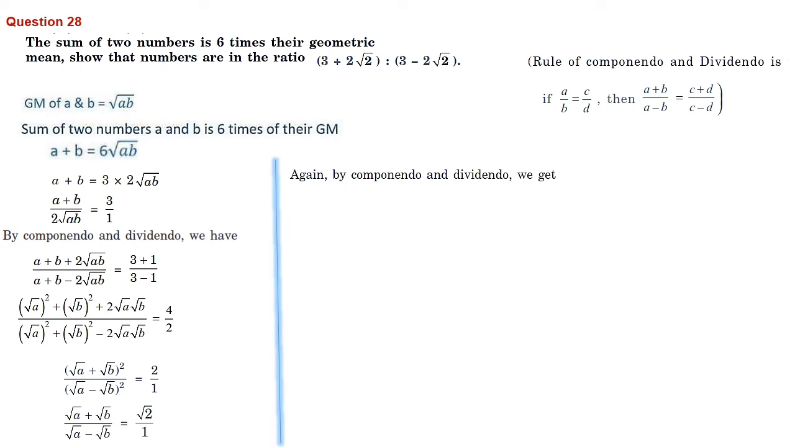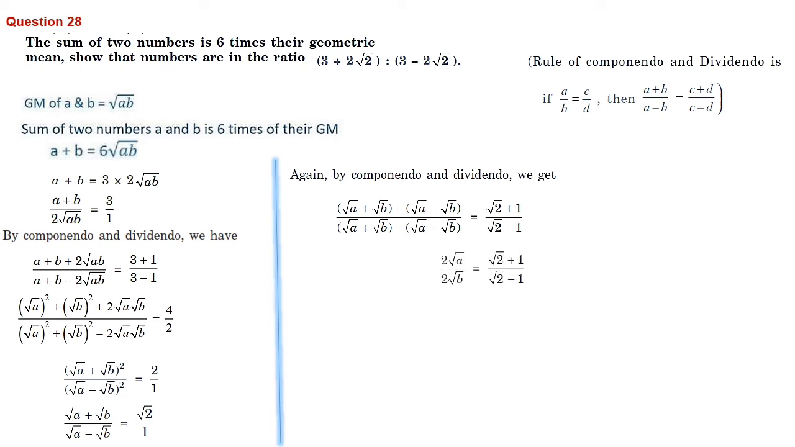So what we can do: a plus b means the denominator we are adding with the numerator, that means root a plus root b plus the denominator, root a minus root b, is written. Then the numerator, root a plus root b, we are subtracting the denominator, minus root a minus root b, equal to, here also the same thing, root 2 plus 1, denominator we are adding, then root 2 minus 1, minus 1 means the denominator we are subtracting from the numerator.